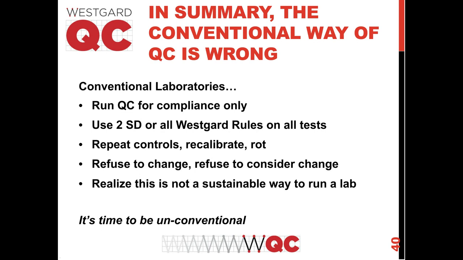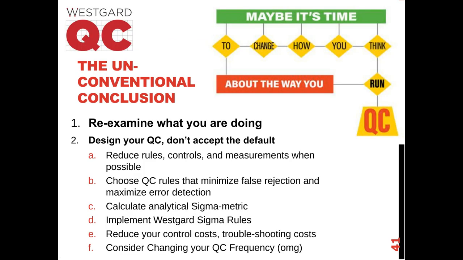If you have a lot of staff who are pulling their hair out staring at control charts, that's not a great use of their time. And it's time to become unconventional. The unconventional conclusion I want you to reach: re-examine what you're doing and design your QC. Don't accept some default that was set 10, 20, 30 years ago. Reduce your controls, reduce your rules, reduce your measurements when possible. Choose your QC rules to minimize false rejection and maximize error detection.